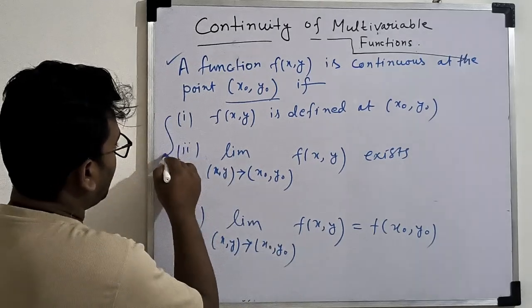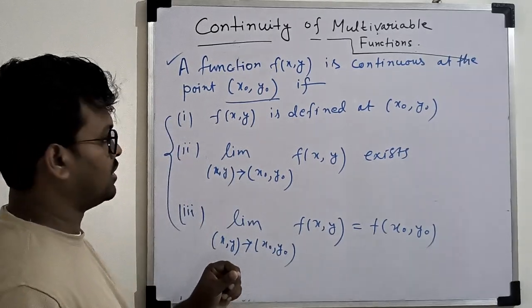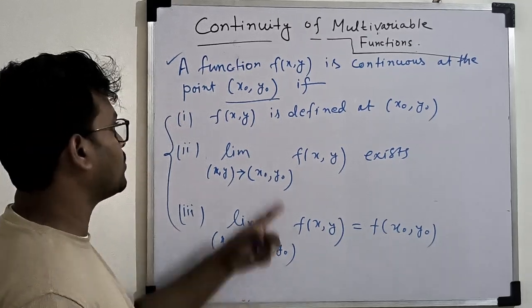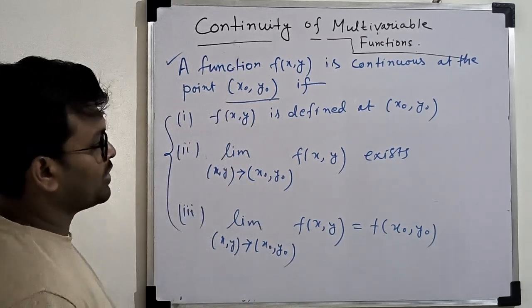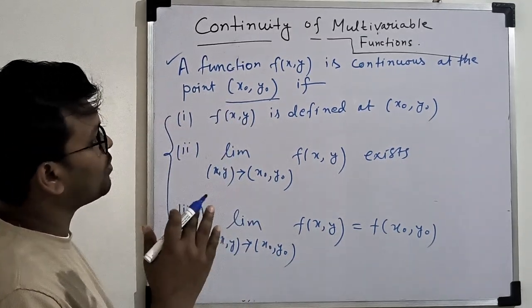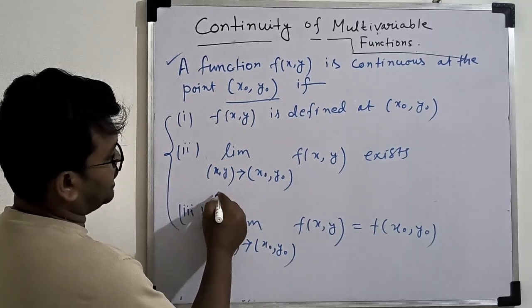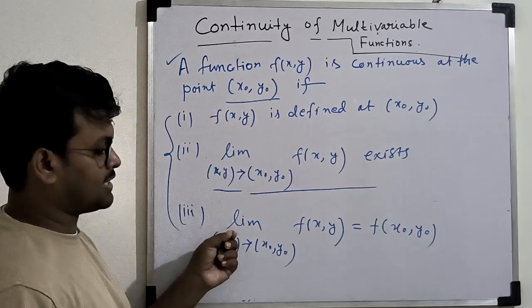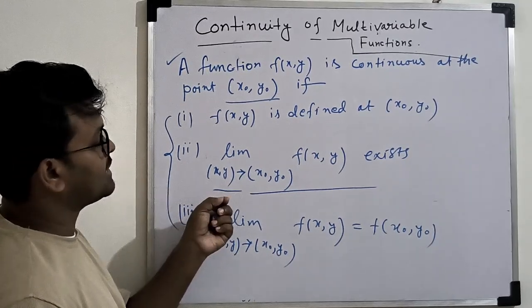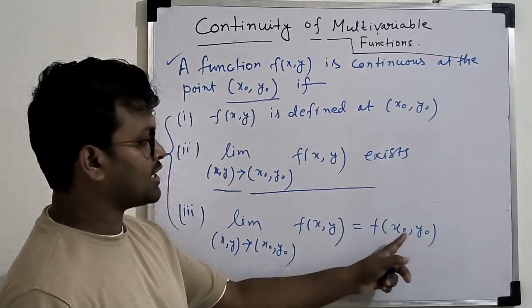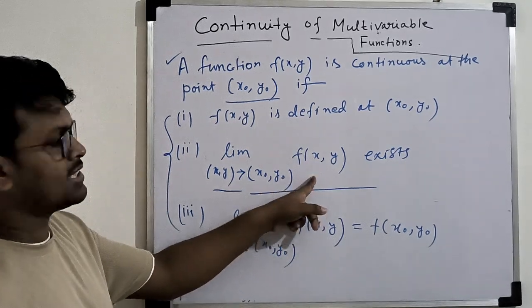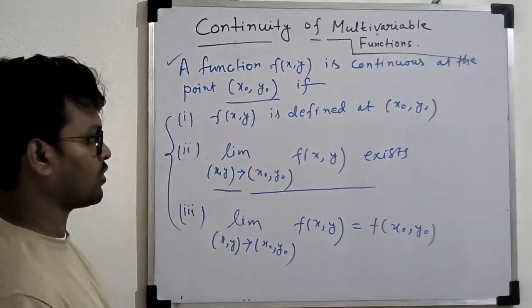Contrapositively, if one of these three does not hold, then we can say that this function is not continuous at this point. So generally, to show the continuity of a function, first we check the limit of the function, that is the double limit, whether it exists or not. If it exists, we see whether it is equal to f of x0, y0 or not. Otherwise, if it does not exist, then we can say this function is not continuous.